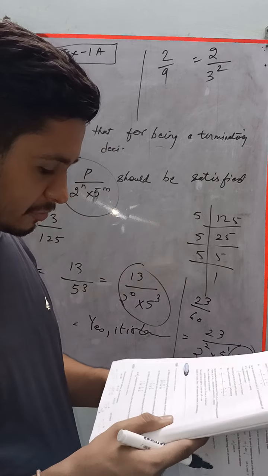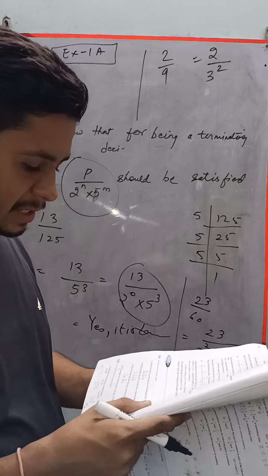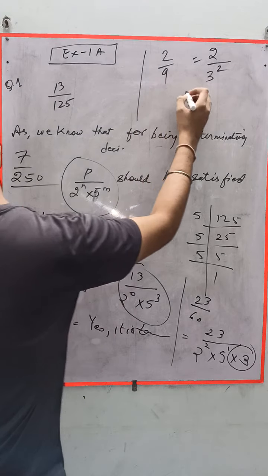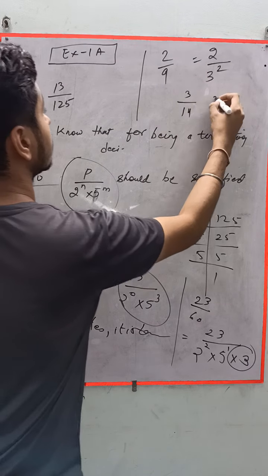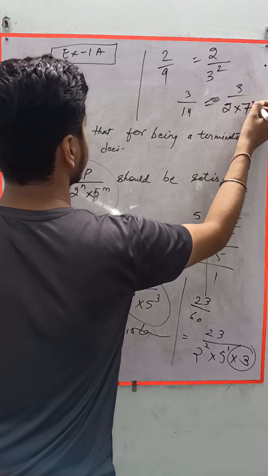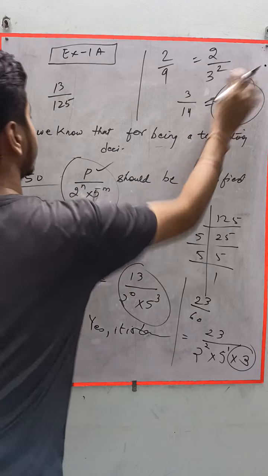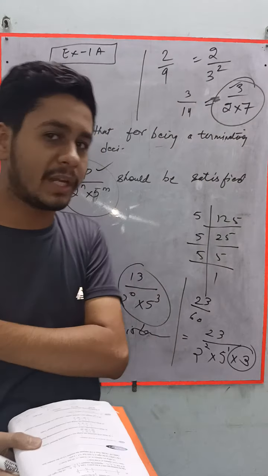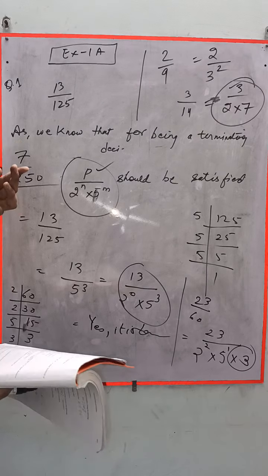Question number D, if 3 by 14 is changed into decimal number, which type of decimal number will it be? So 3 upon 14. So this is 3 upon 2 into 7, which is not fitting into our formula. So hence we say that this will give you a non-terminating number. So I hope you have understood.